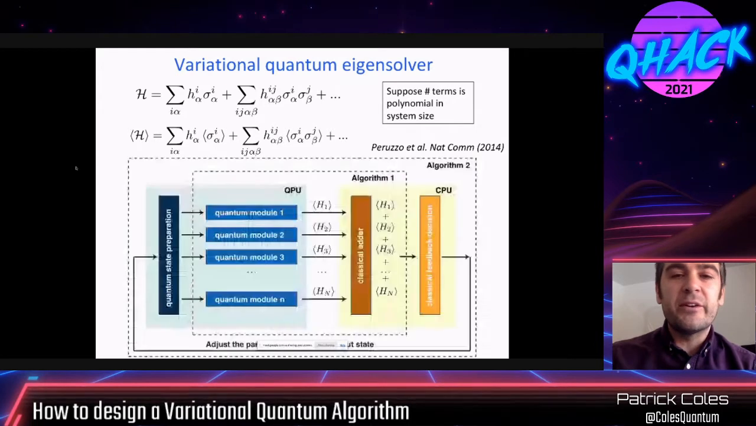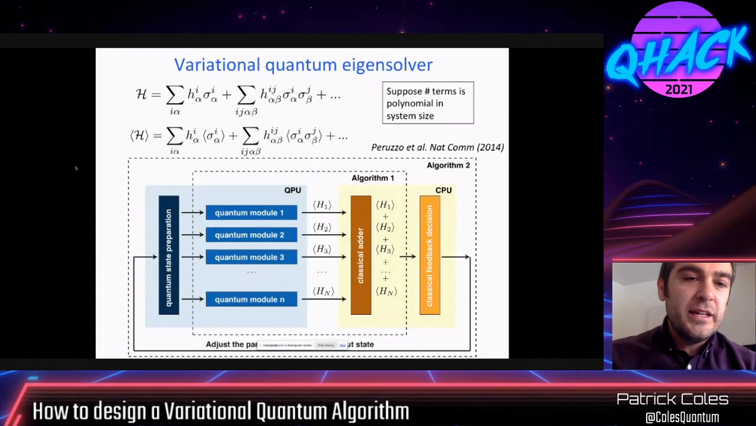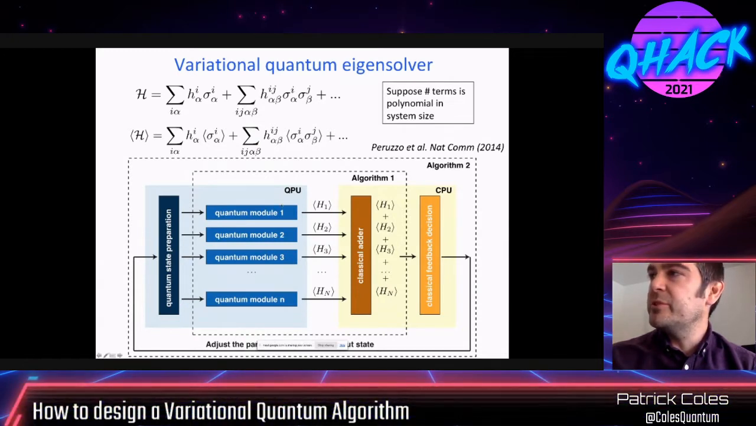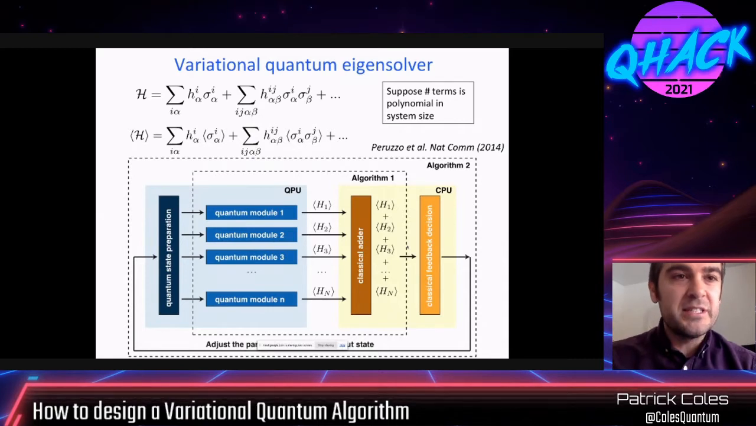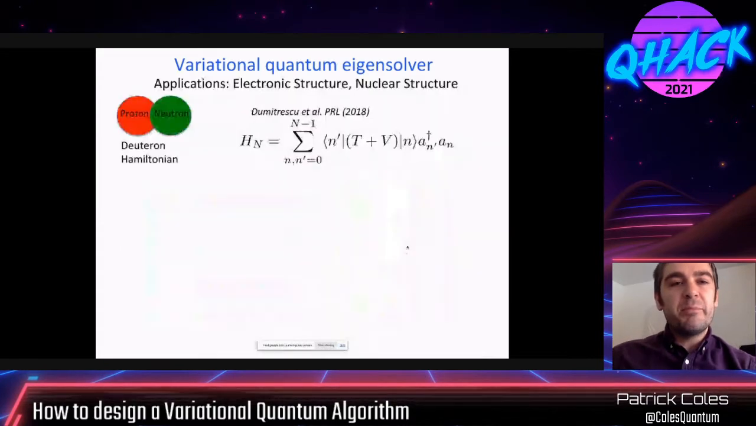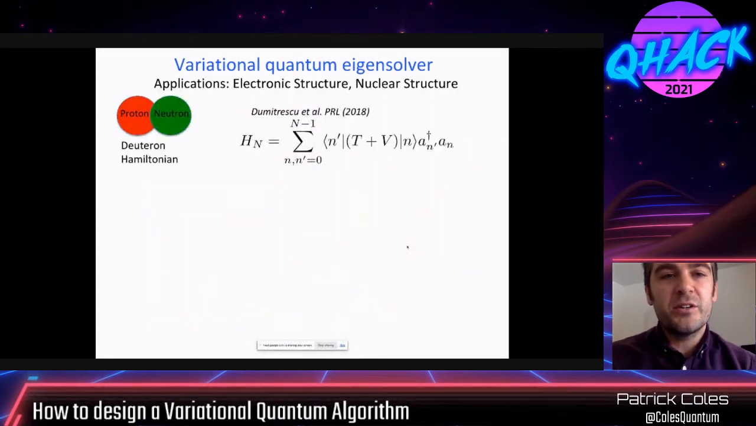And this is the full diagram from that Nature Communications paper, where the idea is that you first prepare a guess for the ground state, and then you measure the individual terms of the Hamiltonian, you sum them up classically, and then you have a classical feedback loop where you adjust the parameters of the gate sequence, and then you feed the new parameters to the quantum computer, which then repeats the loop over and over again. And the end result is that you've prepared a state that's now even closer to the ground state than your original guess. And there are many applications of this, of course, for electronic structure, but also nuclear structure.